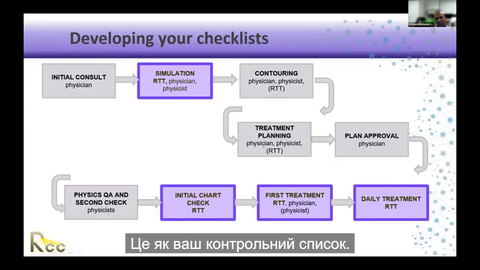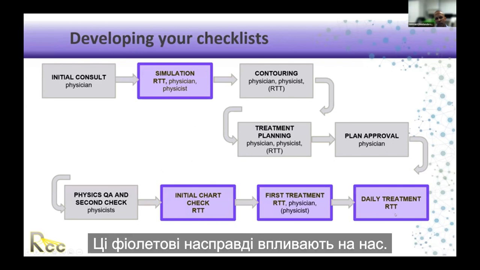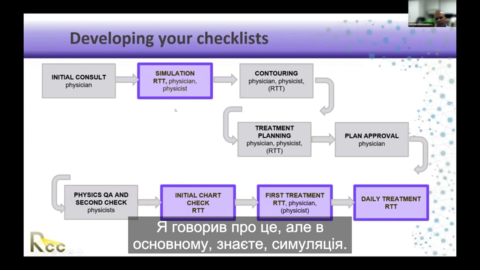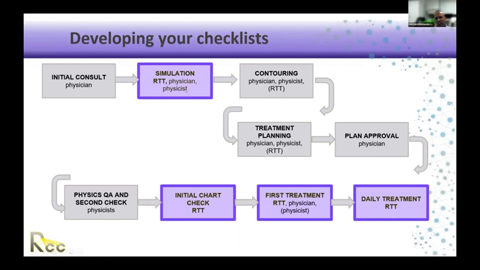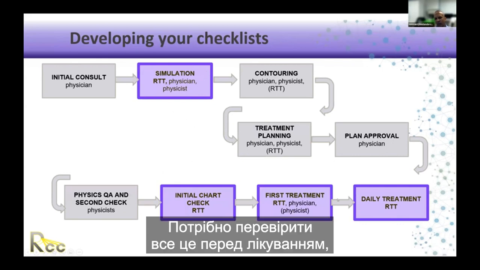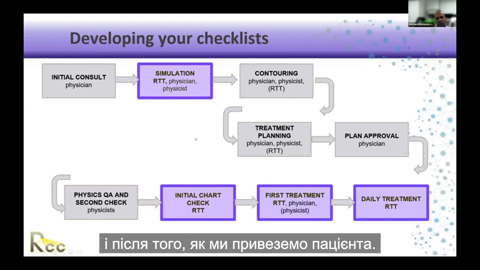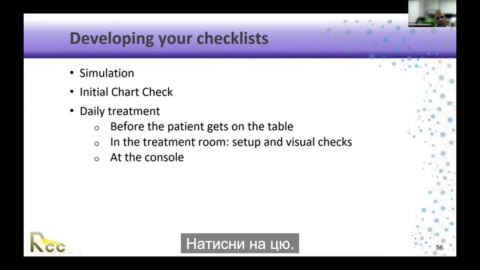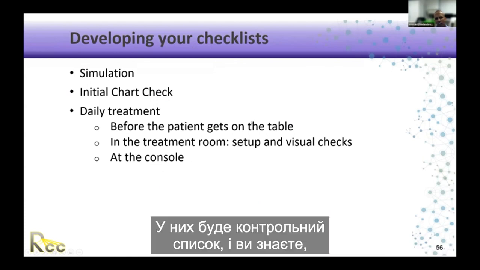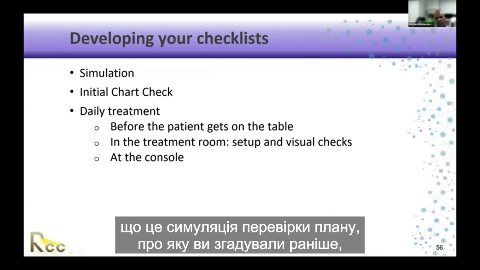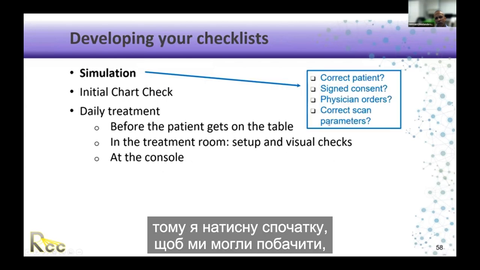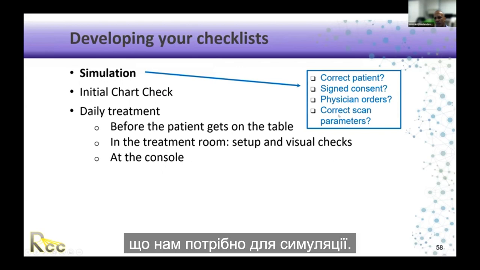This is like your checklist. Those in purple actually affect us. I spoke about this one, but basically, simulation. You've got to check all this before treatment, before we bring the patient and after we bring the patient. Click on that one. Develop a checklist: chart check, simulation, treatment. I'm going to click first so we can see what we need for simulation: correct patient, signed consent, physician order, all that stuff.